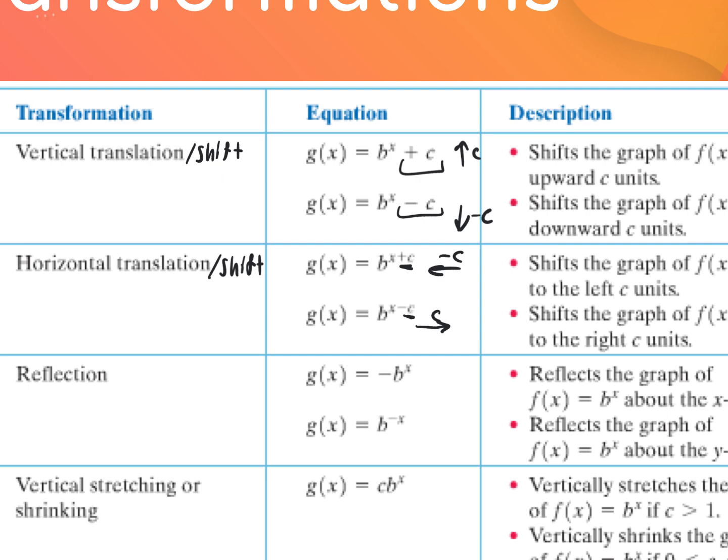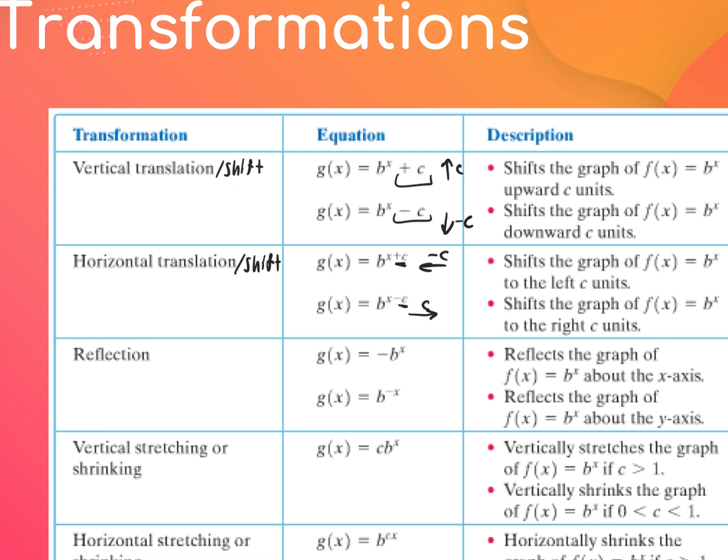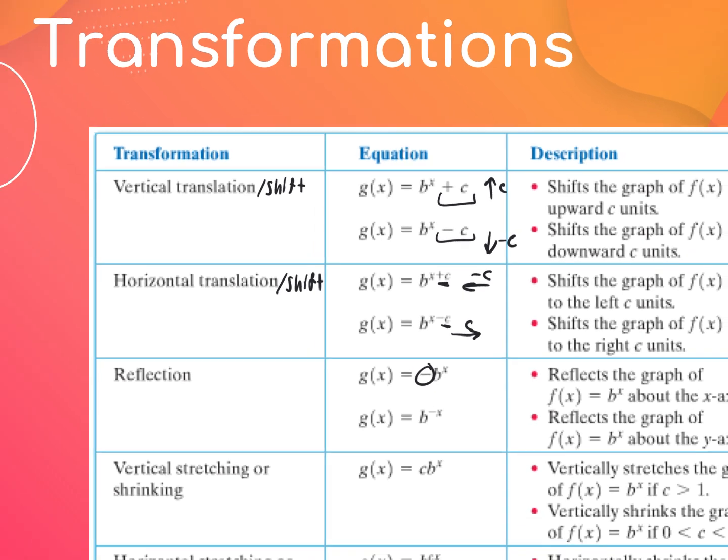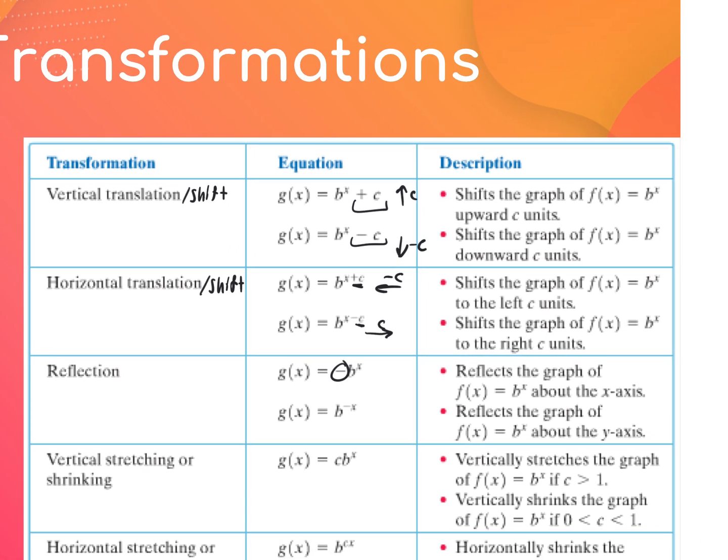All right, now reflections. We haven't seen a lot of variety in the reflections. If you see a negative on the outside of your exponential function, right, so right in front of your base, that's going to be a reflection over the x-axis, right? So if I originally have a function that looks like that, remember the x-axis goes like this horizontally, it's going to flip it and it's going to go down like that.